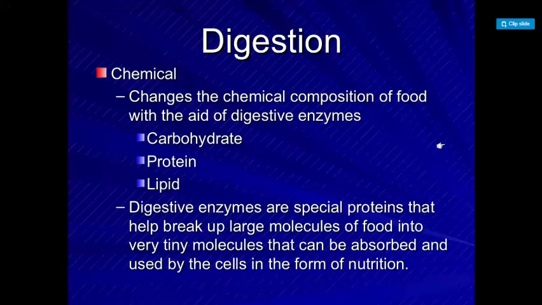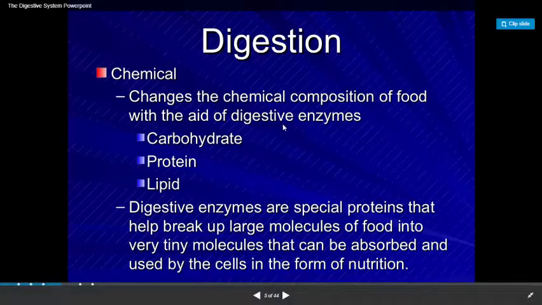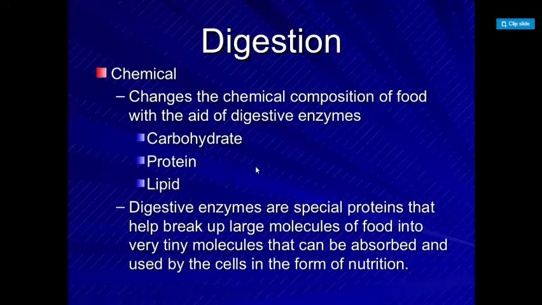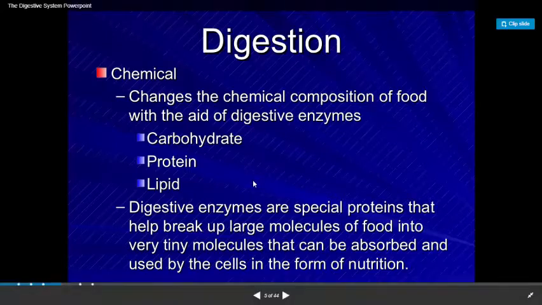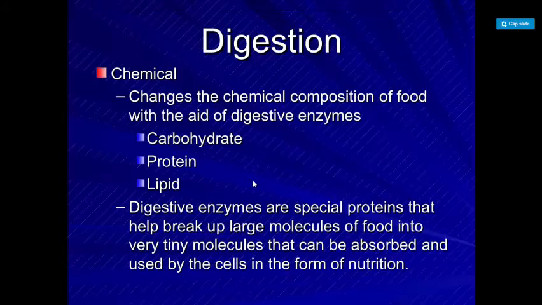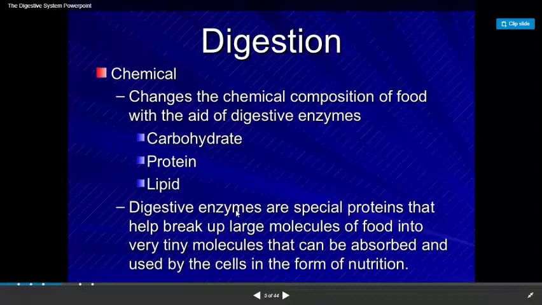What happens during chemical digestion? The three things we just mentioned, the carbohydrates in bread, rice, and pasta, the proteins in meat, eggs, and milk, and the lipids in oils and butter, are all going to be transformed into the actual things that your cells need. The digestive enzymes, which are the chemicals I mentioned, are special proteins that help break up larger molecules, as in carbohydrates, proteins, and lipids, into tiny molecules that can be absorbed and used by the cells in the form of nutrition.